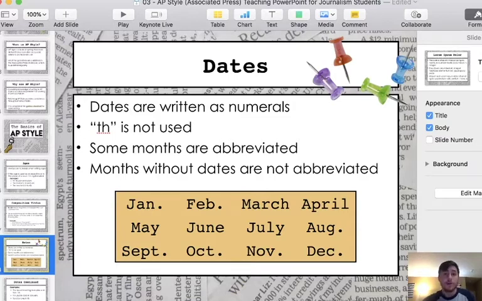Because some months are abbreviated, as you see here in the PowerPoint, okay? Some are not. So if it's September, November, December, if they're long months, then you abbreviate it, okay?